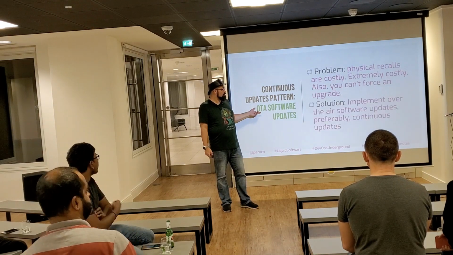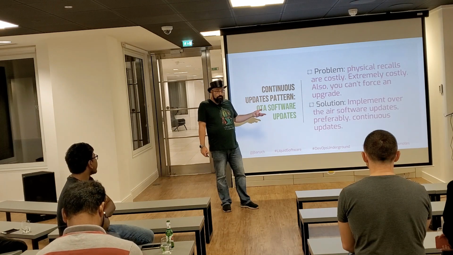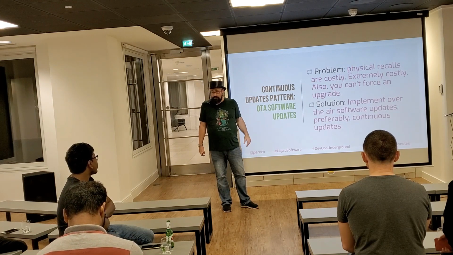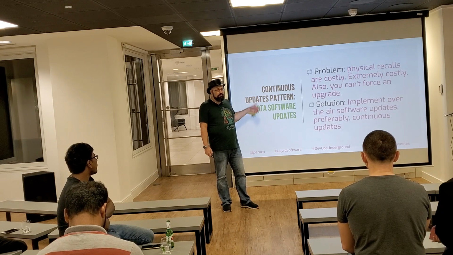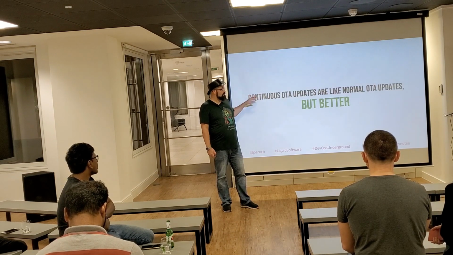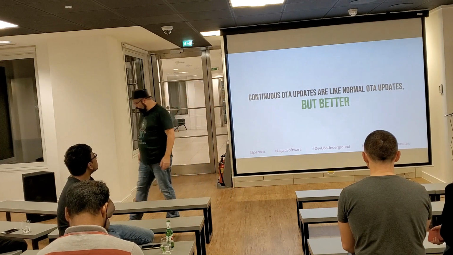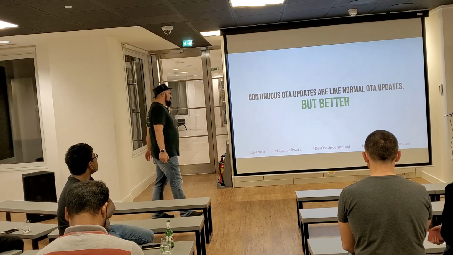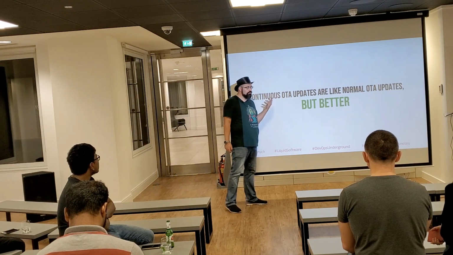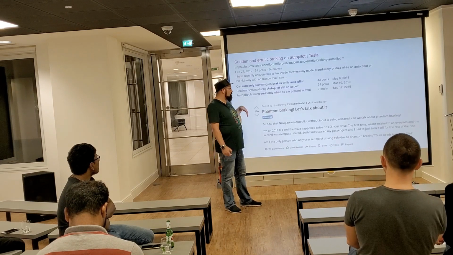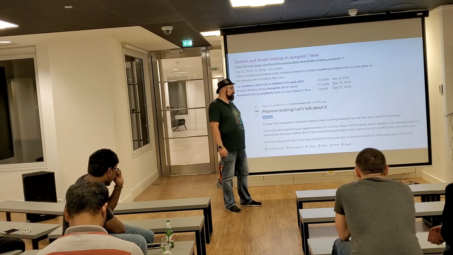Over-the-air software updates are cheaper, can be forced. You can just force the update, and are generally great. What's better than just over-the-air software updates are continuous software updates. Continuous software updates are like software updates but better. And for an example of when continuous software updates could really shine, I'll use another car that is packed with software, and that's Tesla.